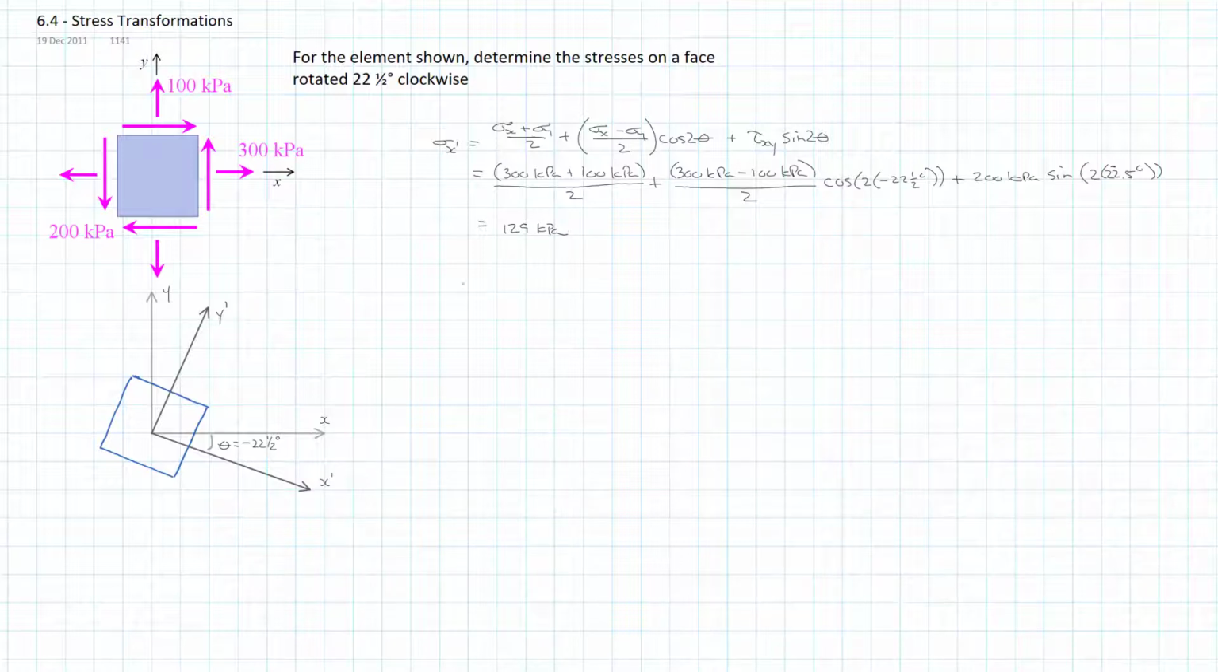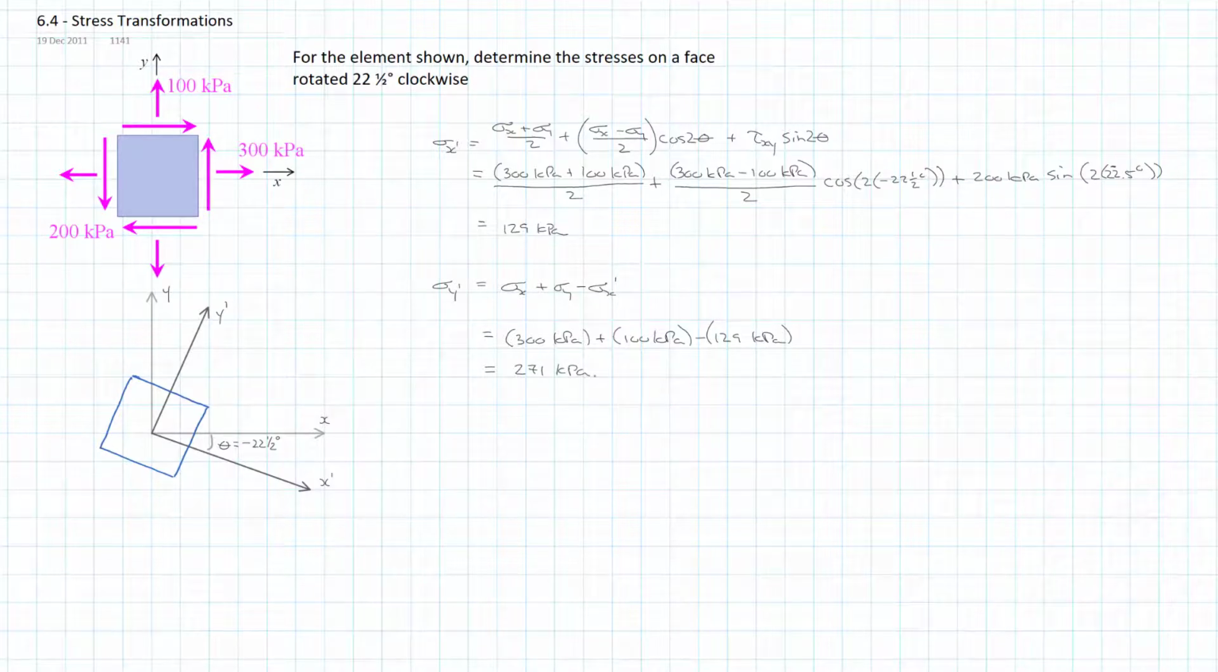To go with that, we need to figure out what our normal stress is on the y prime axis. That's equal to sigma x plus sigma y minus sigma x prime, which makes this one a little bit easier to do. We plug in our numbers: 300 kPa plus 100 kPa minus 129 kPa, for a value of 271 kilopascals.